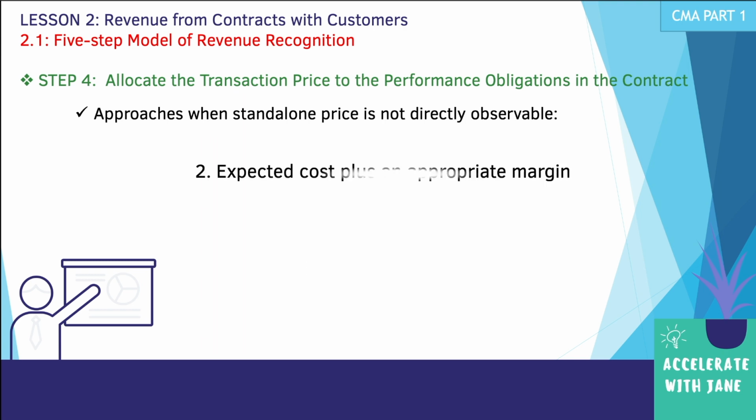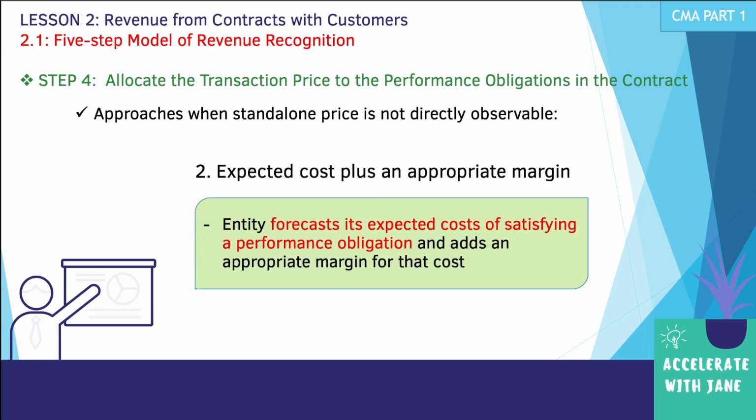Second approach is the expected cost plus an appropriate margin. Here, an entity usually forecasts its expected cost of satisfying a performance obligation and adds an appropriate margin for that cost. What the seller does is determine the expected cost that will be incurred in producing such goods or services, and then the seller adds a margin or a profit to that cost, and that becomes the standalone selling price.